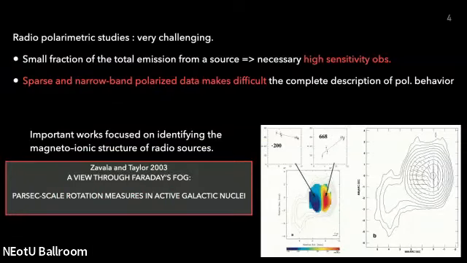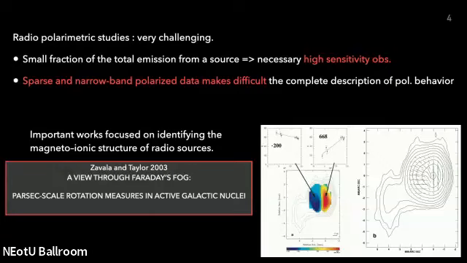So radio polarimetric studies have been very challenging, mainly for these two reasons I put here on the slide. First, we need high sensitivity observations because polarization information is just a small fraction of the total intensity. And second, up to a few years ago, we just got sparse and narrow band polarization. This makes it difficult to properly understand the behavior of polarization.